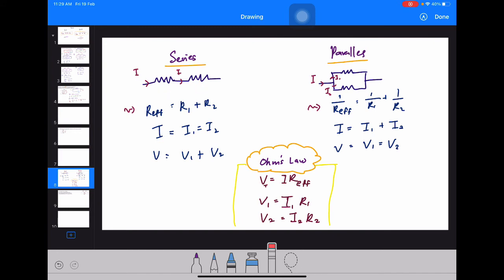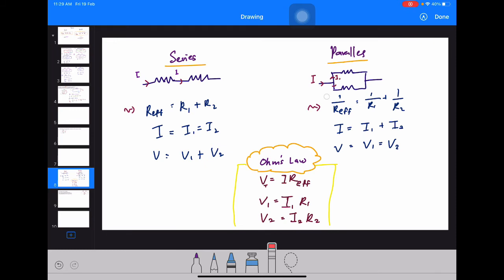For series, if you have a current flowing in one direction, as long as the current doesn't go through any junction, the value of the current will remain the same. That's why we have I and I here. As long as it doesn't go through any junction, I will remain constant. The potential will be the opposite of the current. So if the current is equal, the voltage is plus. V equals V1 plus V2. That one is for series.